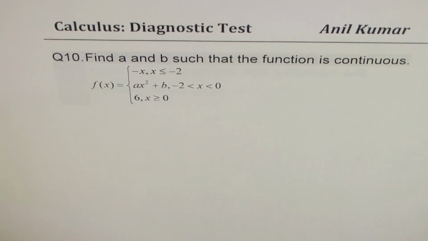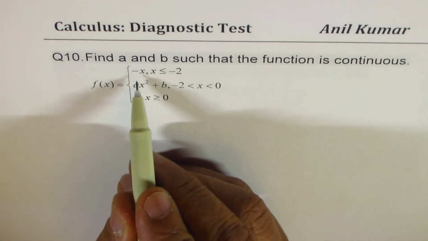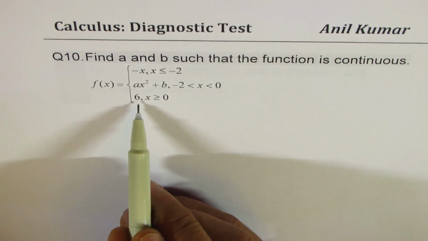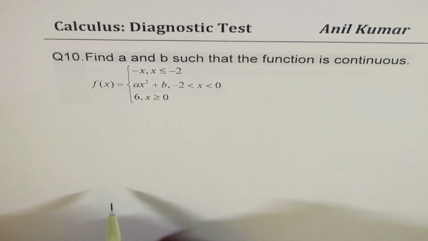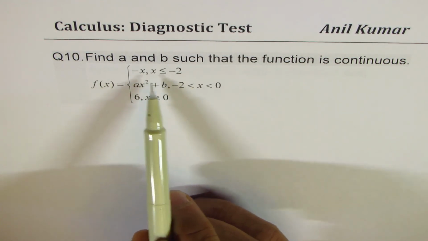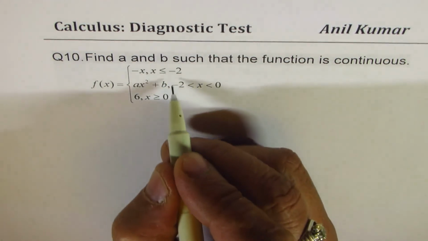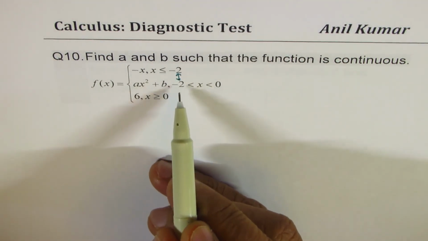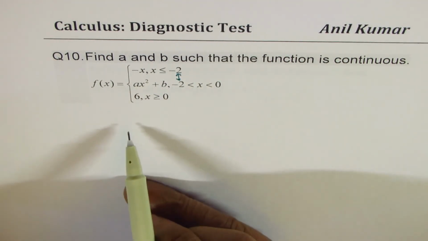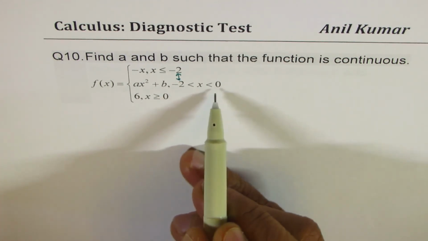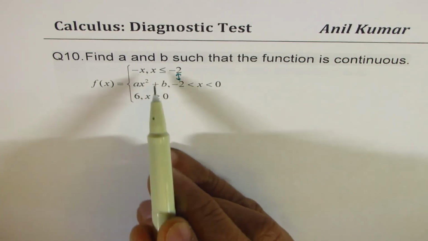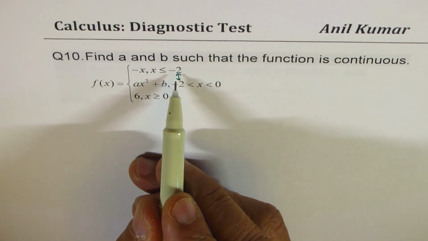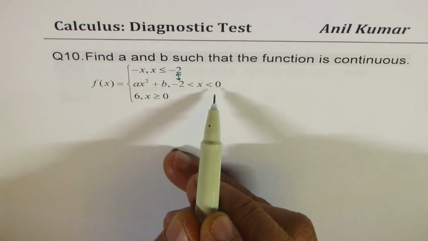Now if you check the function, we know minus x is continuous. This is a parabola which is also continuous. This is constant 6. It is also continuous. Now when we say this function is continuous, that means we should check at these boundaries, right? At minus 2 there is a possibility of discontinuity, and even at 0 there is a possibility of discontinuity. To make the function continuous, we should check at minus 2 and at 0, right?